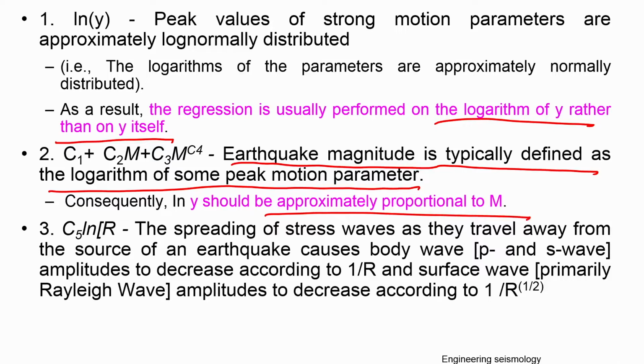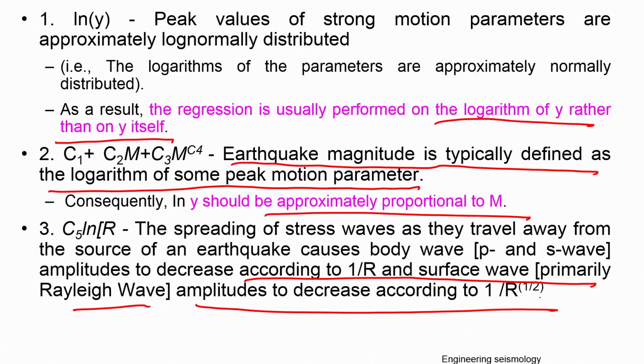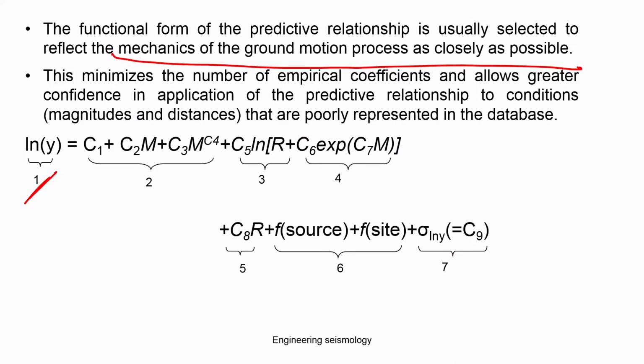The c5 ln r term accounts for the spreading of stress waves as they travel away from the source. An earthquake causes body waves, P and S waves. The amplitude decreases according to 1 by r for body waves, and in the surface wave the amplitude decreases as 1 by root r, in the Rayleigh wave. So, this kind of wave propagation phenomenon has been modeled in term 3, okay, which we have discussed in the year. Term 3 is this one.